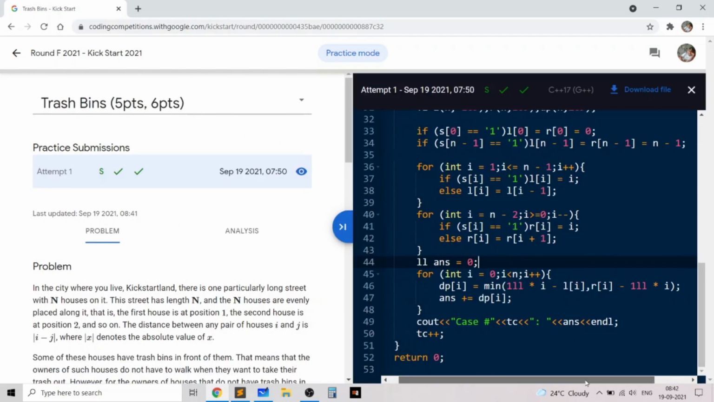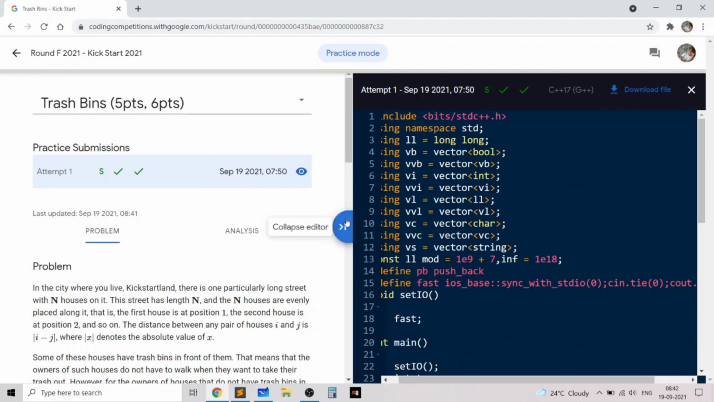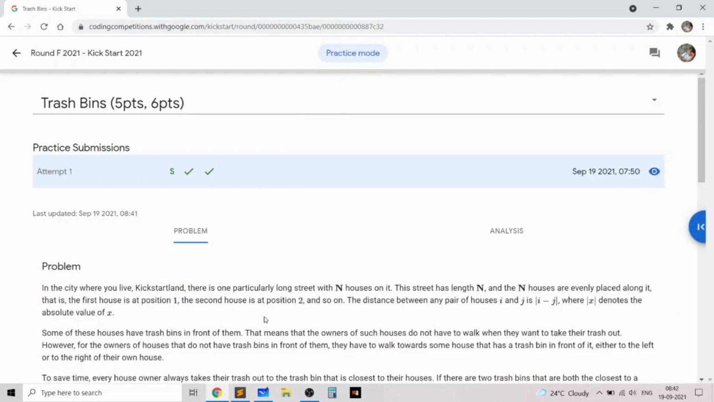So I hope you like this problem and my solution for this problem. As you could see, this problem introduced us to the basic concept of dynamic programming.